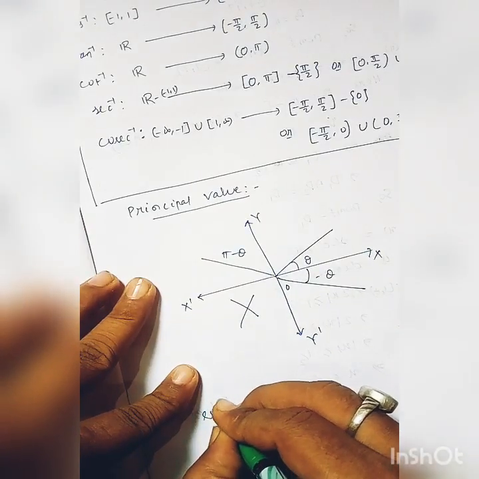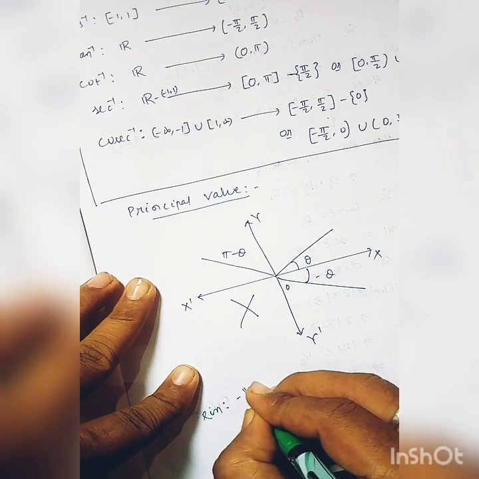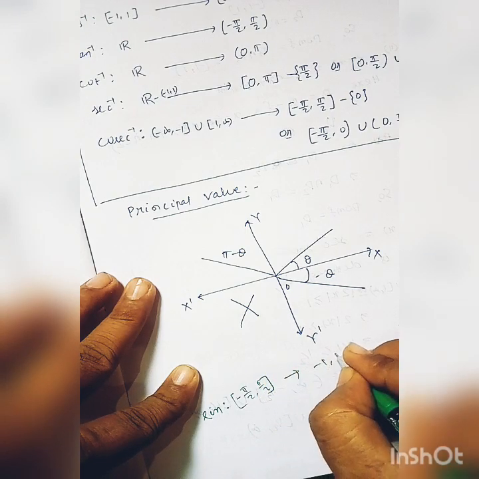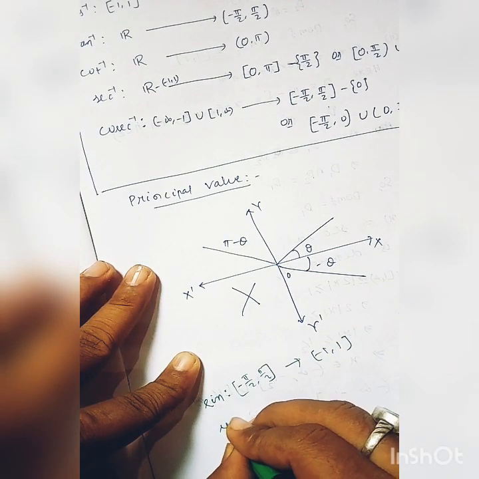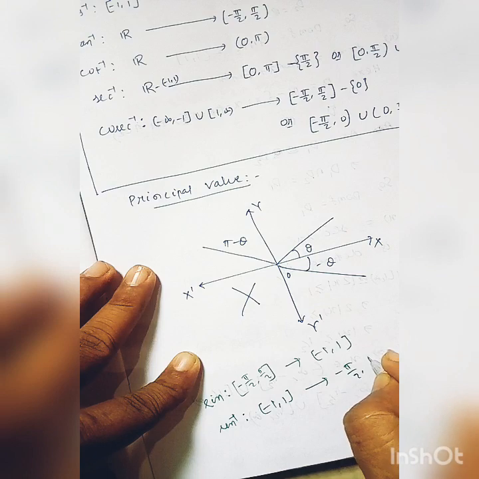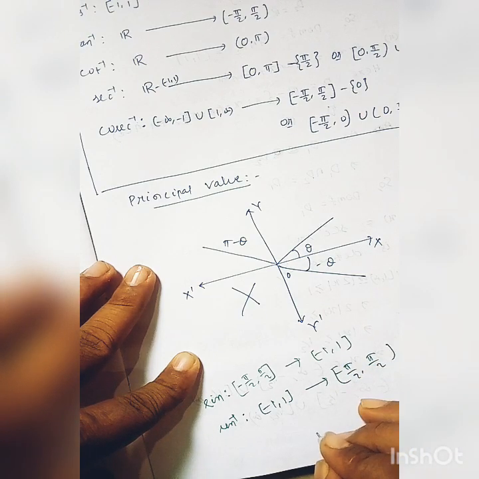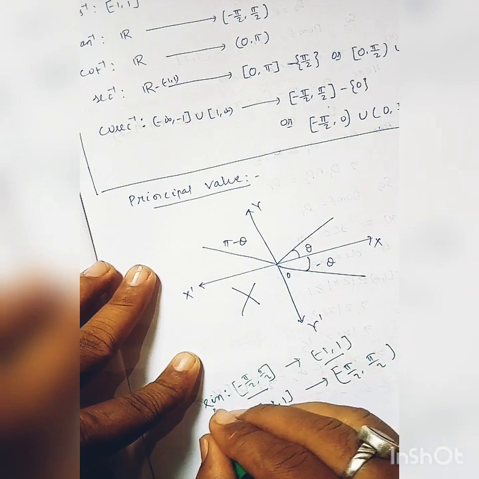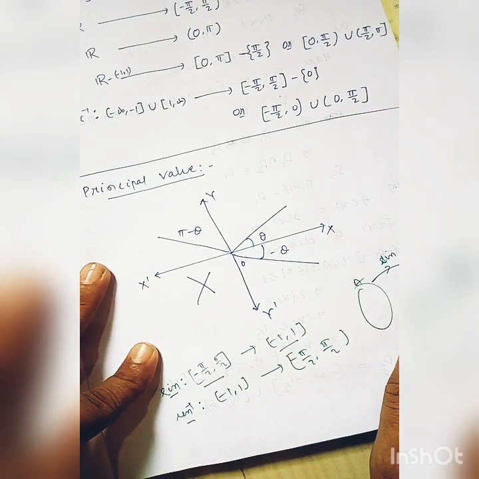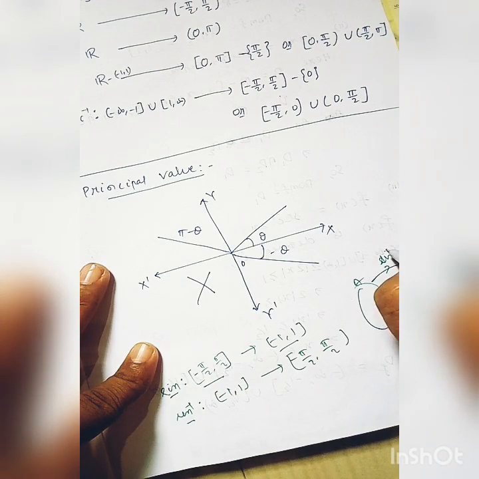We know that sine is a mapping from the closed interval minus pi by 2 to pi by 2 to the closed interval minus 1 to 1, and sine inverse is a mapping from minus 1 to 1 to the closed interval minus pi by 2 to pi by 2. So let this be A and this be B. If this is f and this is f inverse, suppose this is A and this is B, let it be sine and let it be sine inverse.